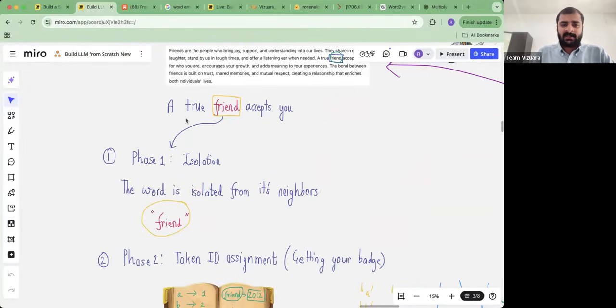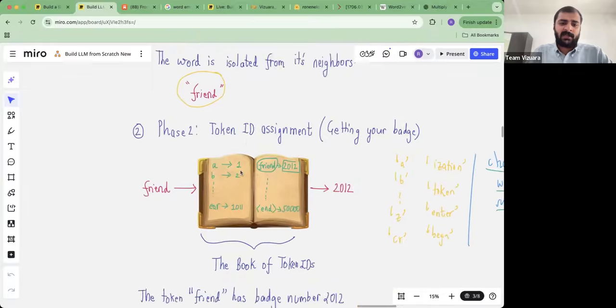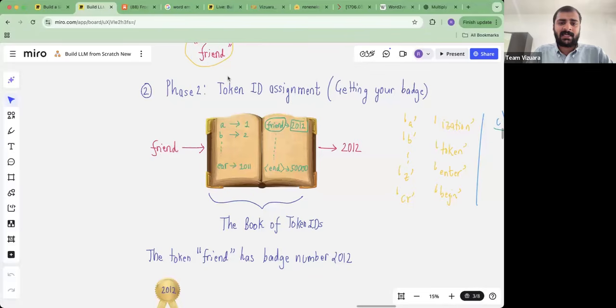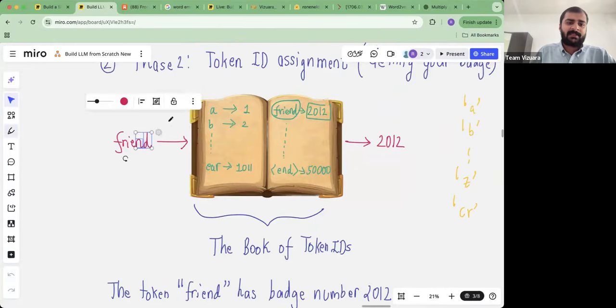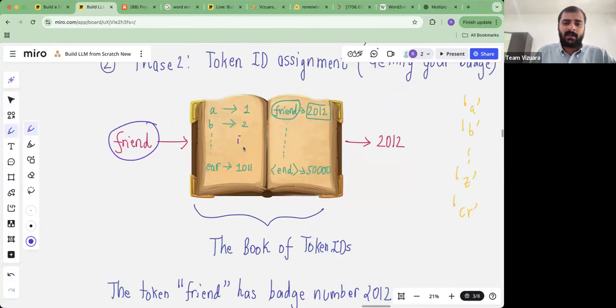I've constructed another example to explain three things: token IDs, token embeddings, and position embeddings. So just try to follow along. If there is a sequence of input tokens such as this, a true friend accepts you, the first thing which is done is that every token is assigned a token ID. So we maintain a vocabulary of words, and let's say friend is a token here. That's assigned a token ID from this vocabulary.